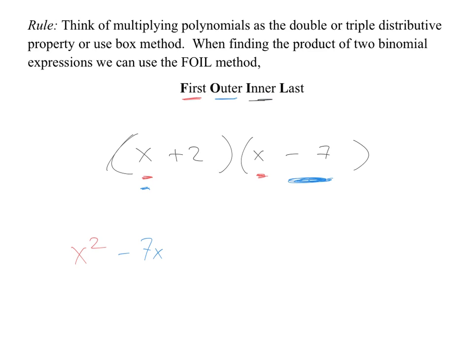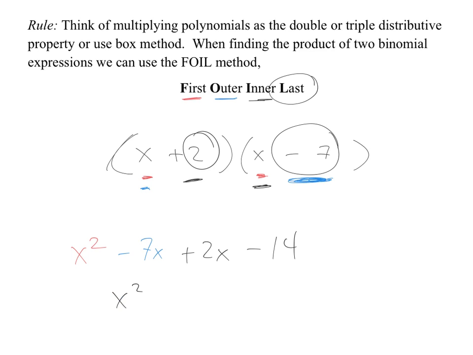Inner means multiply the things on the inside, which is 2 and x. So that's a positive 2x. And then last means multiply the things that show up last, which are 2 and negative 7, which gives me negative 14. So foiling it out, we get this as a result. So that's the FOIL method.